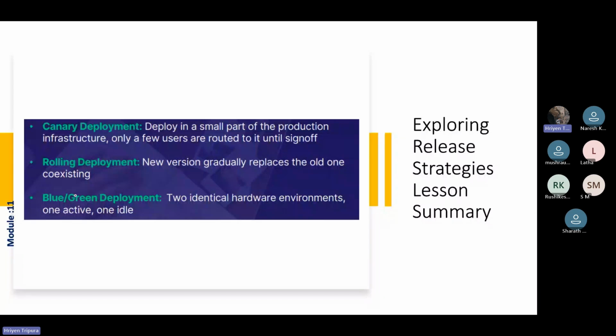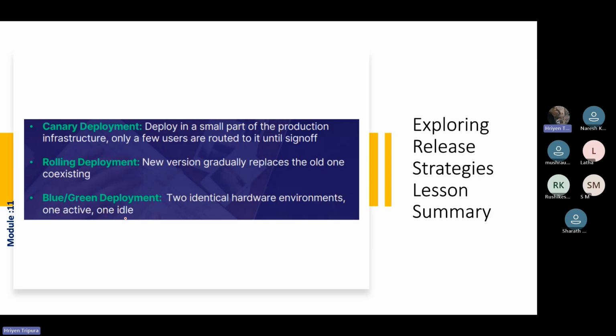Similarly, for rolling deployment, the new version is gradually replaced with the old, and they coexist. And now blue-green deployment: two identical hardware environments, one active, one idle. As I told you, there are two identical VMs, VM1 and VM2, production and non-production. Once you do testing in the non-production and all is okay, you can switch to the production, so that the non-production would be idle. That means you'll have two environments, one active, the second idle.